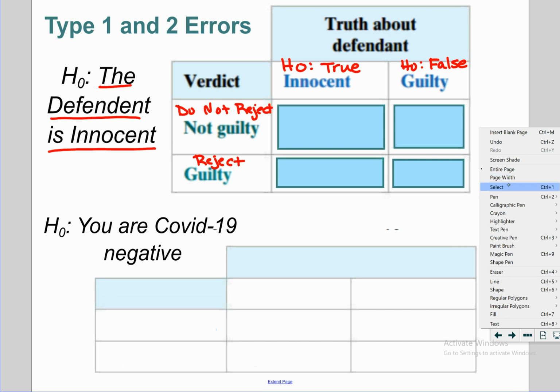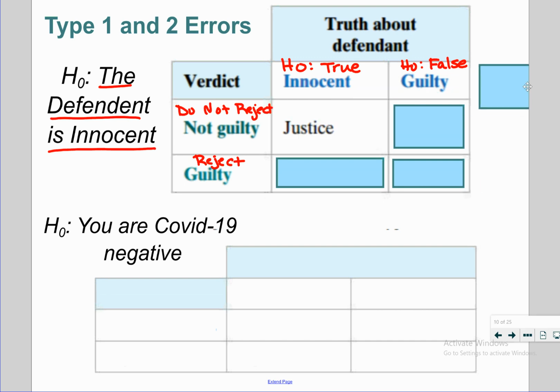Then what you see in the middle are things that are actually going to happen based on those decisions that are being made and the truth about the defendant. So if the defendant is innocent and the jury comes back and decides they are not guilty, justice has been served, the correct decision has been made. Or if the person is guilty and the jury decides that they are guilty, then again, justice has been served, the correct decision has been made.